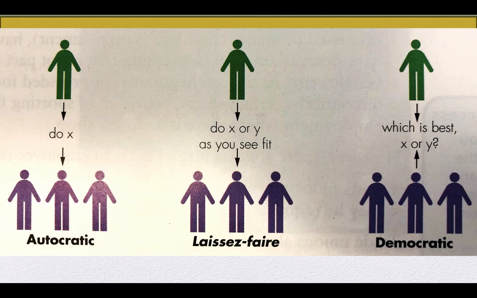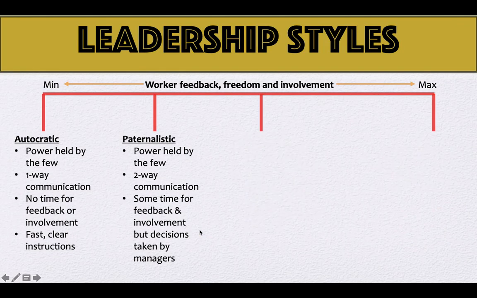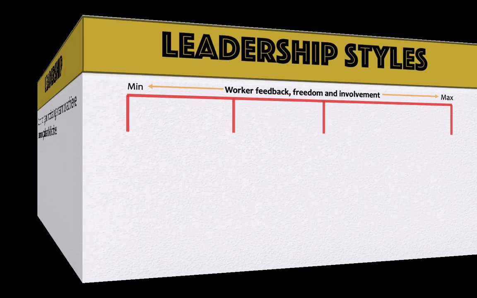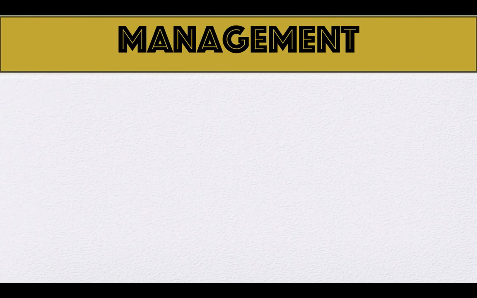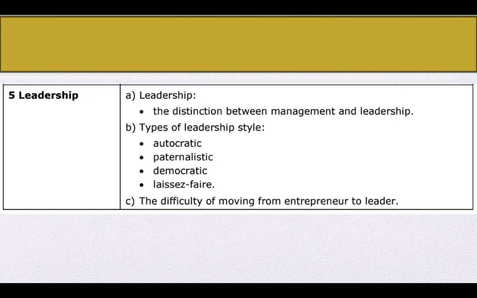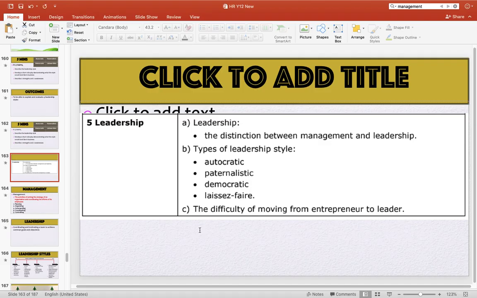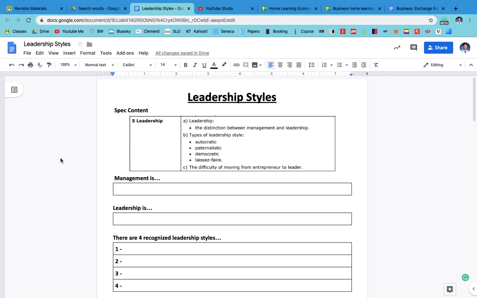So you need to know, if we go back to the spec, as you can see, you need to know the types of leadership: autocratic, paternalistic, democratic, laissez-faire, and the distinction between management and leadership, which we've discussed in this video. So what I'd like you to do now is open up this file. I'll set this as an assignment, and then I'll check it, and then once we're happy with it, we can copy and paste it into our main notes file.